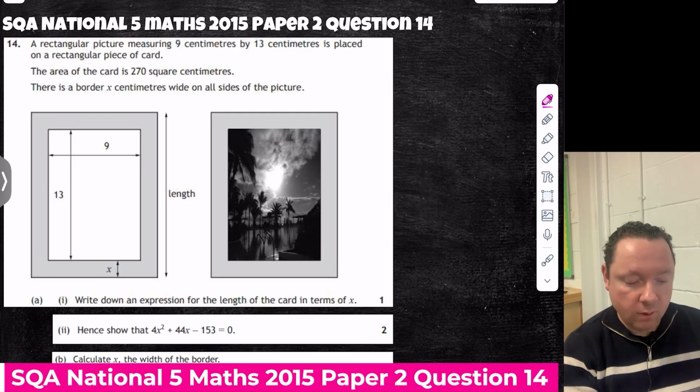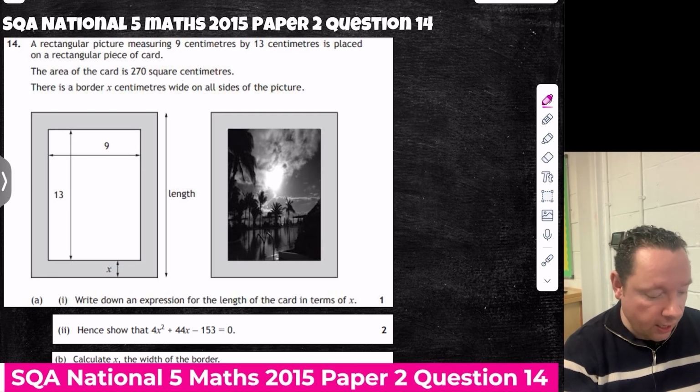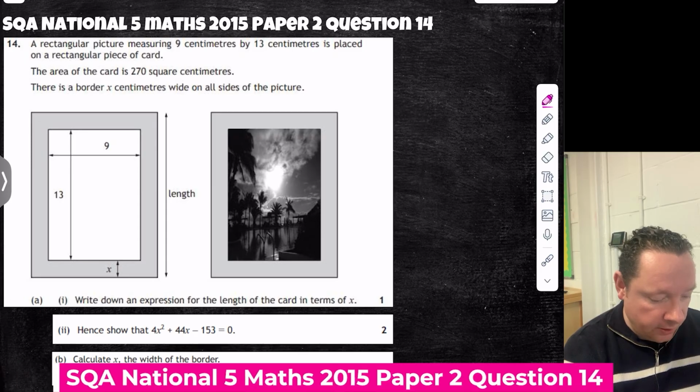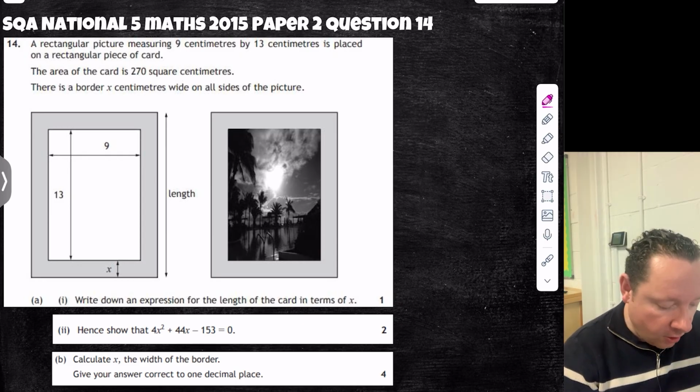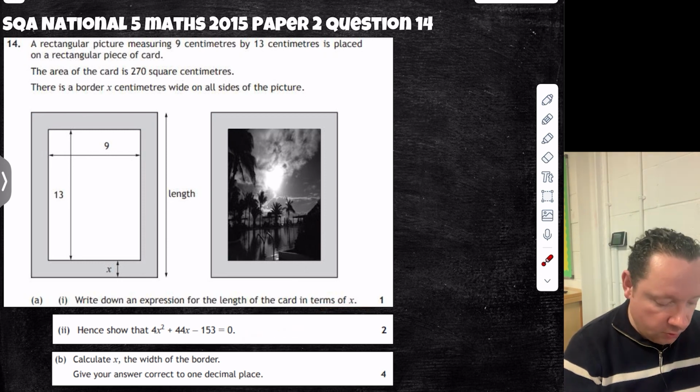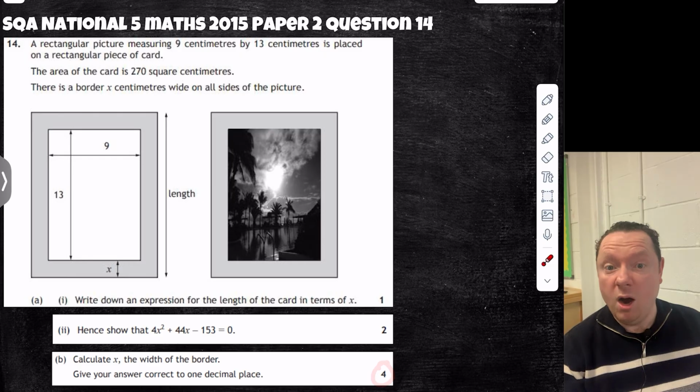It's been asked by Maths 2015, paper 2, question 14 on quadratics. A rectangular picture measuring 9 by 13 is placed on a rectangular piece of card. The area of the card is 270, and there's an X border all the way around the sides. Write down an expression for the length of the card. Now, don't worry about this question. I've still got to solve a quadratic for part B, which is worth 4 marks. So if you can't do the first 2 parts, still just skip ahead to part B.